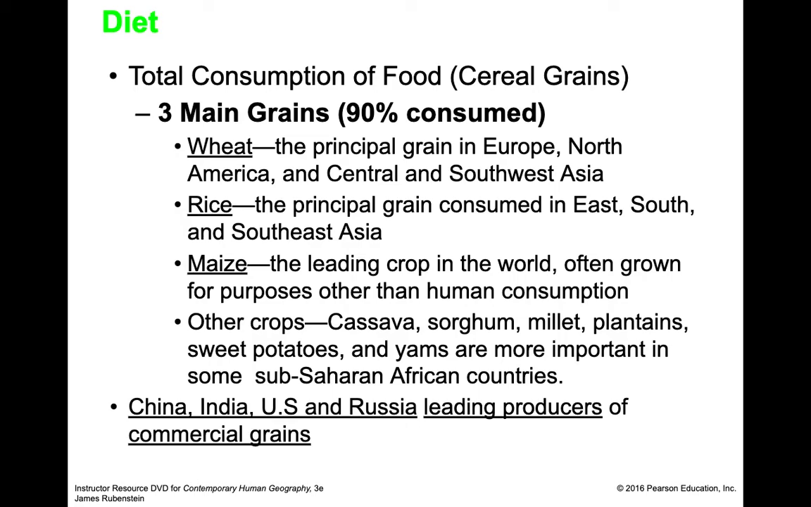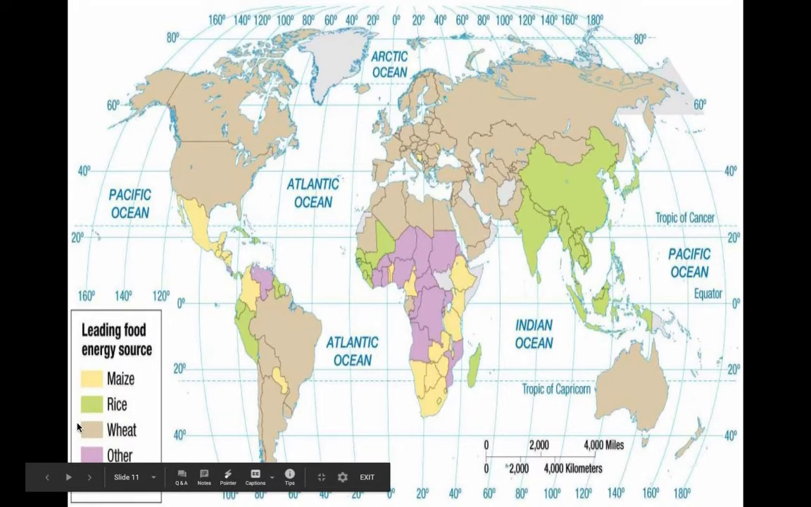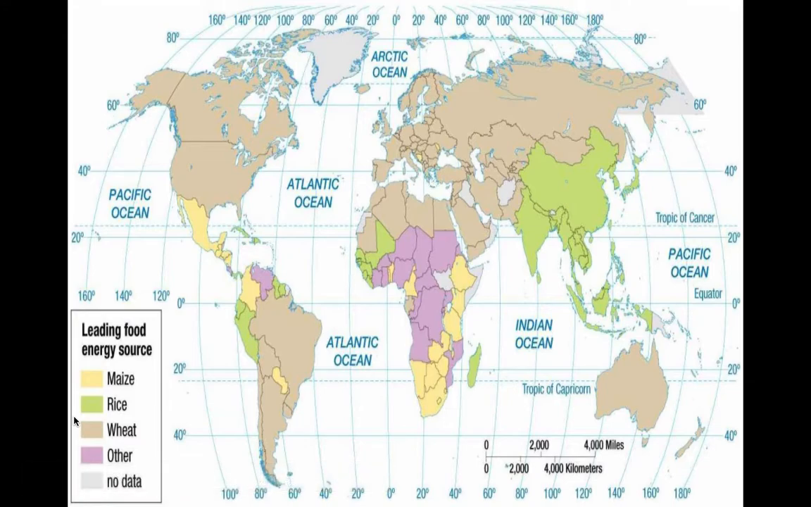Rice, on the other hand, is found in East and Southeast Asia. However, rice production is predominantly in Southeast Asia. And then when we look at maize, the leading producer of maize is the United States. Again, when we talk about maize in North America, they produce nearly 90% of all grain production.